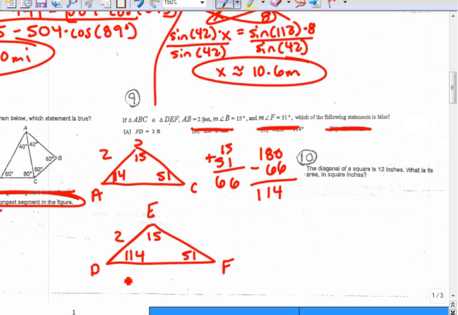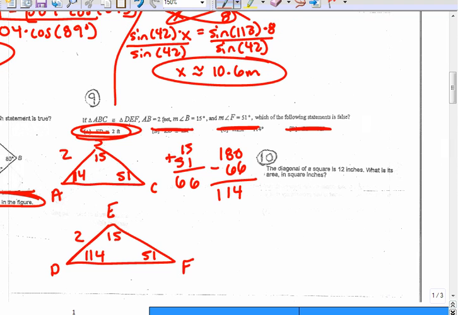FD is equal to 2 feet. I thought that said ED. It did not. It said FD. FD is not 2 feet. So that is the one that is false. That's why it's very important to make sure you rule out all of them, so in case you made a mistake, you can go back and fix it.